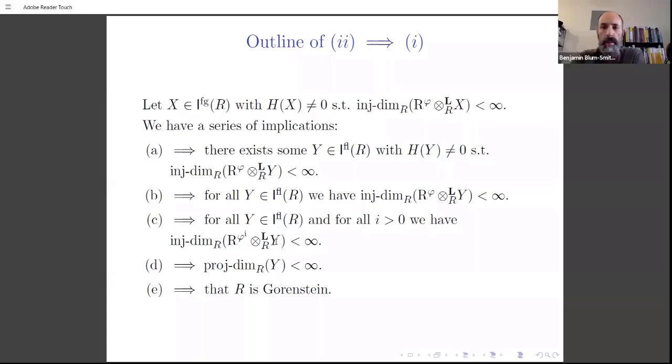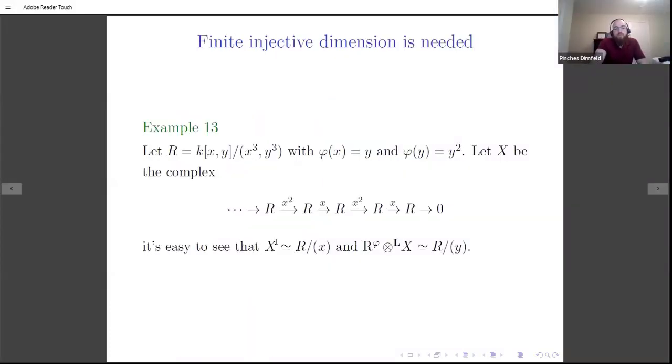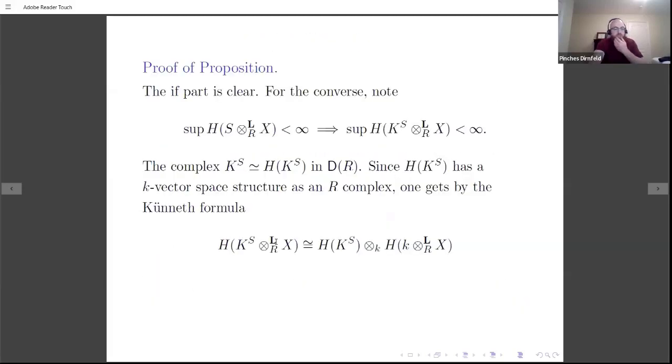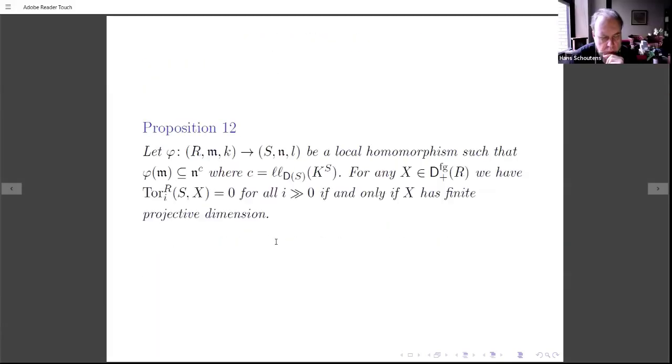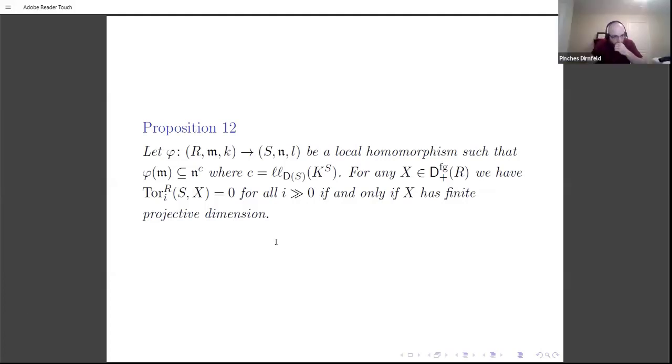And that's Foxby? No, this is using the lower length. I'm pretty sure that this argument has been known for a while. I don't know if anybody has written it down explicitly in the literature, but people have used this kind of argument before.